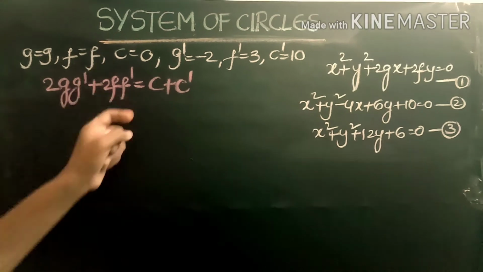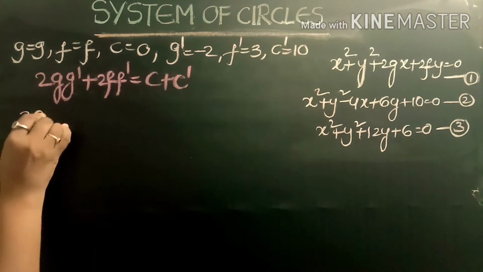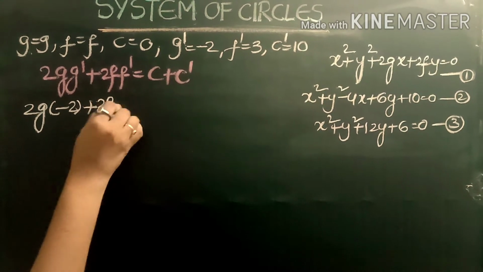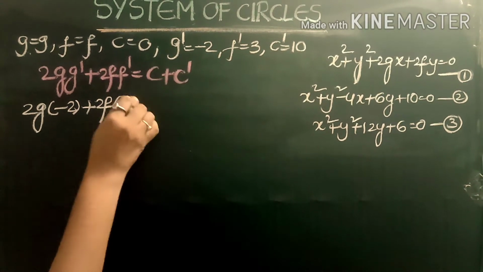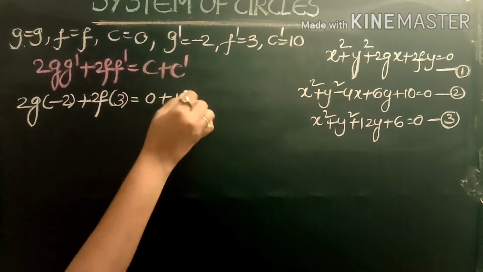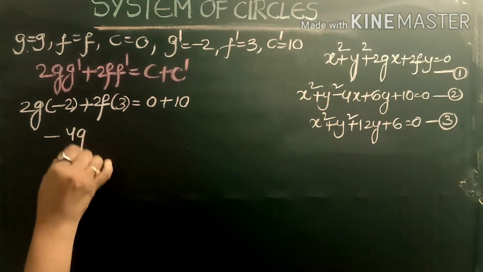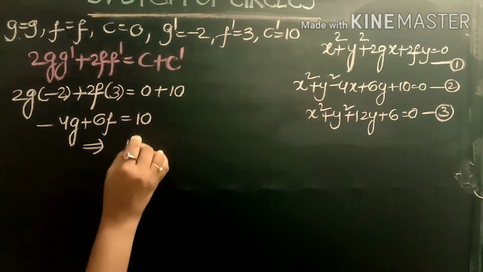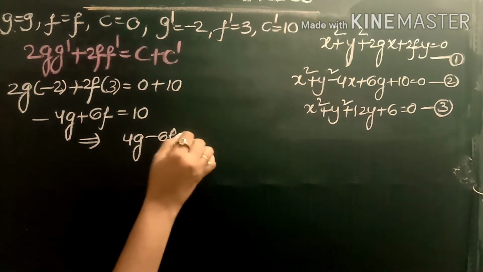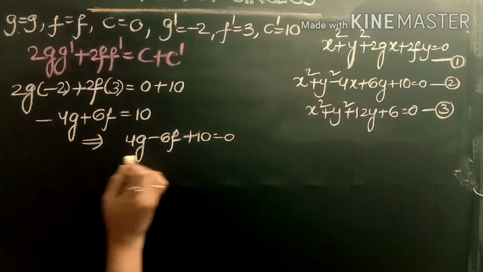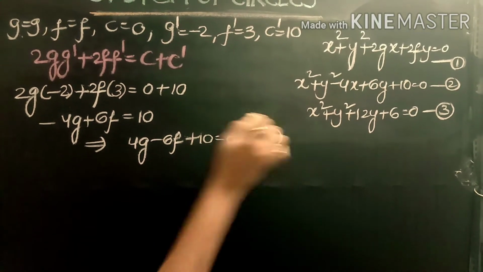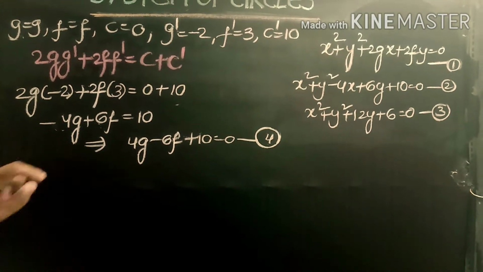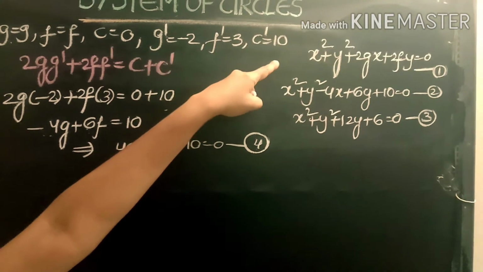Replacing all these values in this condition, that is 2 into g value g, g dash value minus 2, plus 2 into f value f and f dash value 3, is equal to 0 plus 10, which implies minus 4g plus 6f is equal to 10. That is, 4g minus 6f plus 10 is equal to 0. So equation 4. Now applying the orthogonality condition to the circles 1 and 3.